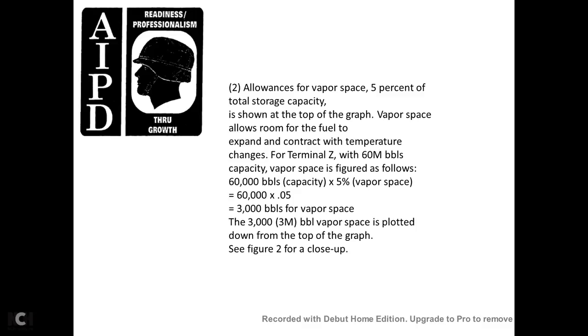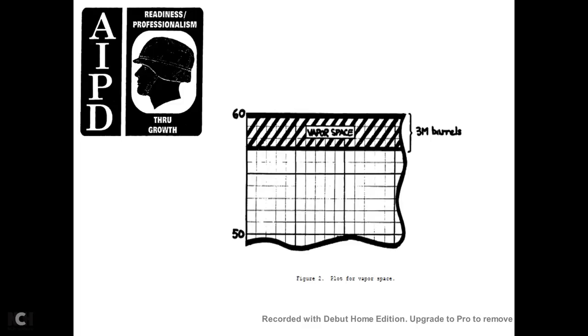The vapor space is figured as follows: 60,000 barrels capacity times 5% vapor space. 60,000 times 0.05 equals 3,000 barrels of vapor space, and it's plotted down from the top of the graph. See Figure 2 for a close-up. Figure 2 shows the plot of the vapor space.